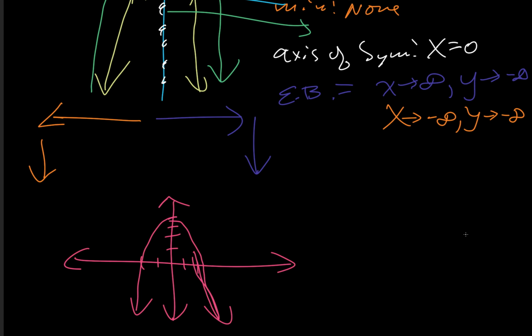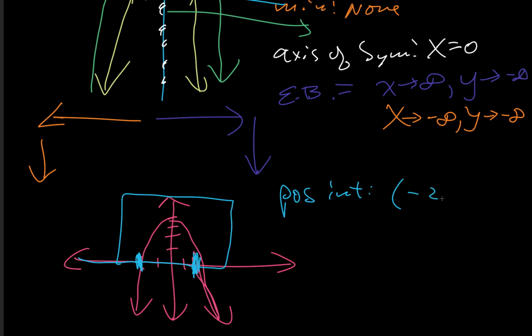Okay, now positive interval is when we're above the x-axis. And so we're above the x-axis on the graph from this point to this point. So our positive interval is from -2 to 2. So that's from here to here, we're above the x-axis.